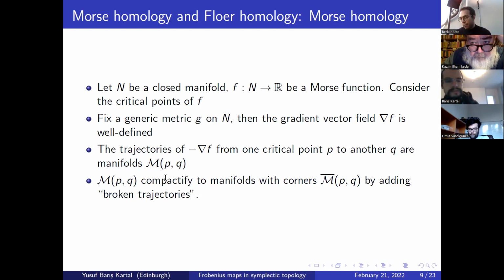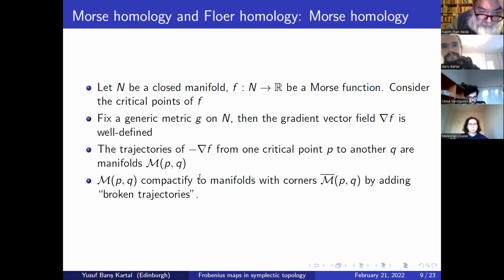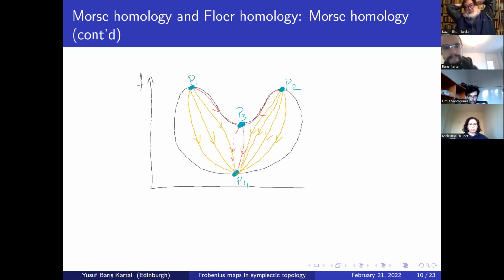And these manifolds can be compactified. It's a bad sentence. They can be compactified to manifolds with corners by adding broken trajectories. There will be some pictures. Here's a picture. Okay, so here's a surface homeomorphic to the sphere, and it looks like this.